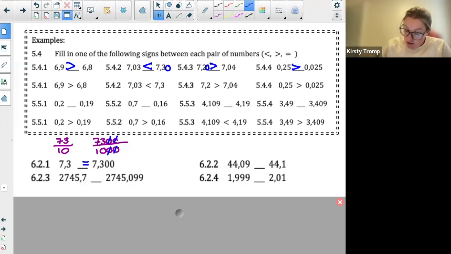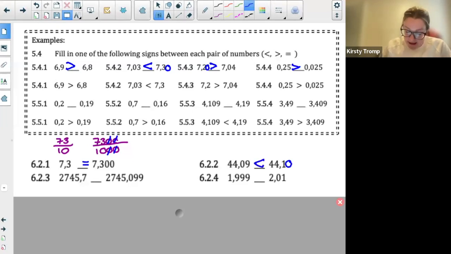Okay, 6,22. I've got 44,09. I've got 44,1. Not going to help me. I need to make sure I've got 2 decimal places. So here I've got 0.9, 2 decimal places. If I want to have 2 decimal places, I'm going to put another 0 in there. So which one's bigger, 44,09 or 44,10, guys? Which one's going to be bigger? Good. It's going to be 44,10.